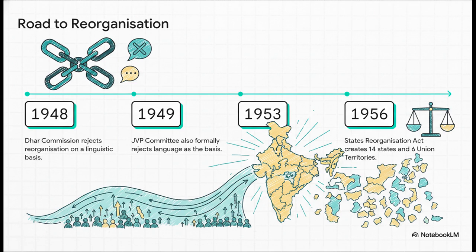It all came to a head in 1953 with the creation of Andhra for Telugu speakers, but only after massive protests. That one event changed everything. It basically opened the floodgates, leading directly to the States Reorganization Act of 1956.